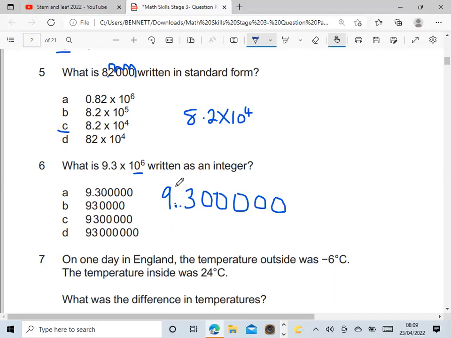All right, guys. So we're going to move 6 places now. Let us see. 1, 2, 3, 4, 5, 6. Okay, I did the exact amount. It's awesome. Yes, so it is C.